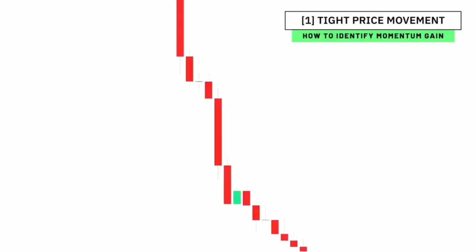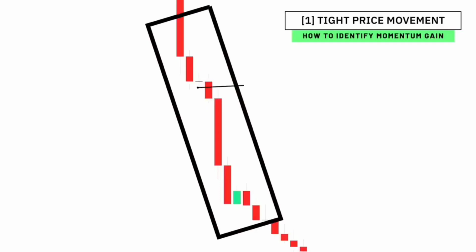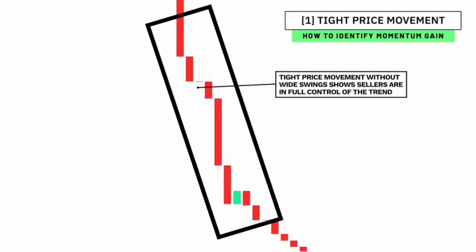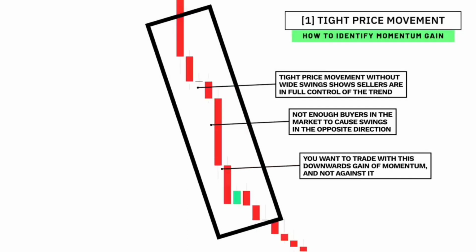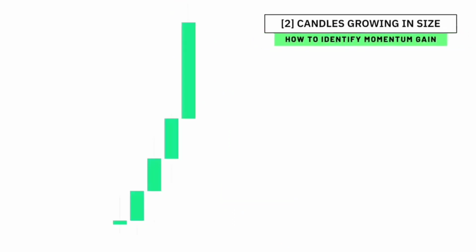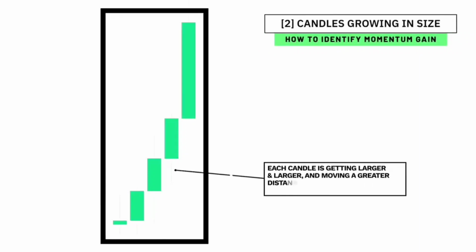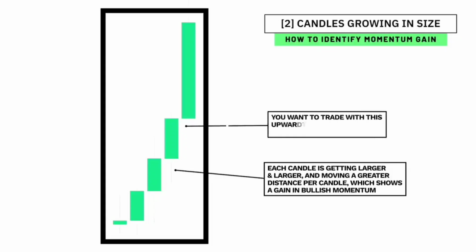against it. In a downtrend, notice again how price is very tight together with wide swings, which shows the sellers are in full control and that there are not enough buyers in the market. To cause swings in the downside direction, you want to trade with this downtrend momentum gain and not against it. The second way to identify momentum gain is candles growing in size. In an uptrend, notice how each candle is getting larger and larger and moving a greater distance per candle, which shows gains in bullish momentum. You want to trade with these gains of momentum and not against it.